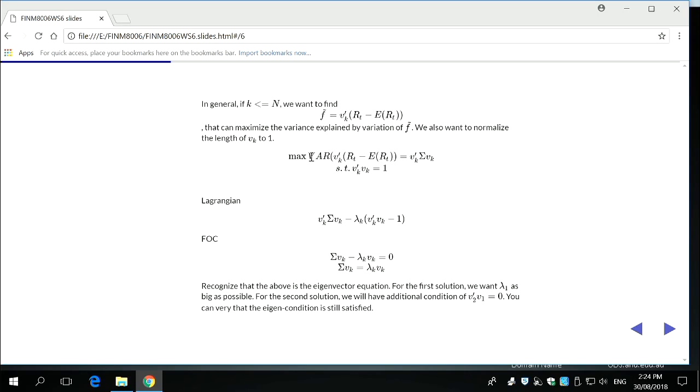Okay, so once we set this up, we can just set up the Lagrangian as we did before, right? So this is just a standard Lagrangian. And if you take the derivative with respect to vk, this becomes 2 times sigma vk. This becomes 2 times lambda vk. The 2 cancels out. So we have this first order condition, which can also be written as sigma vk equal to lambda k vk.